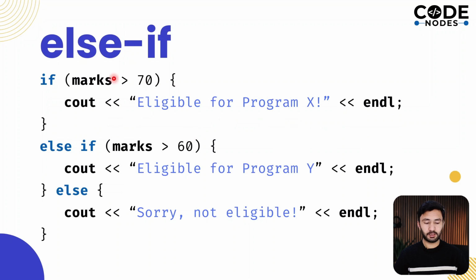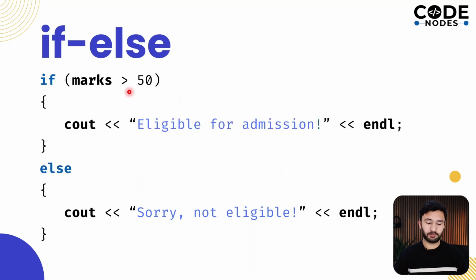And thirdly, else if. What happens if we have multiple conditions, more than 2? Like in the previous example, we have seen that if your marks are greater than 50, you are good to go for admission, else you are not eligible for admission.